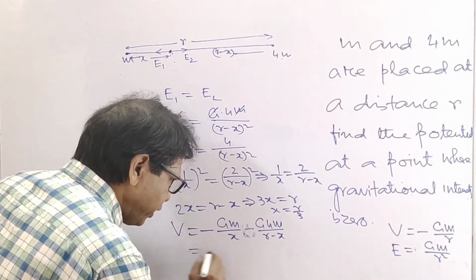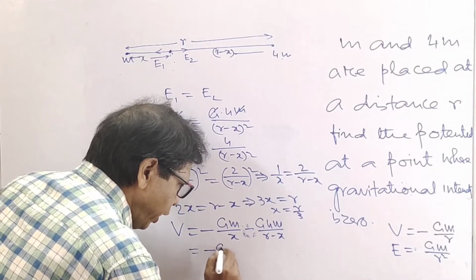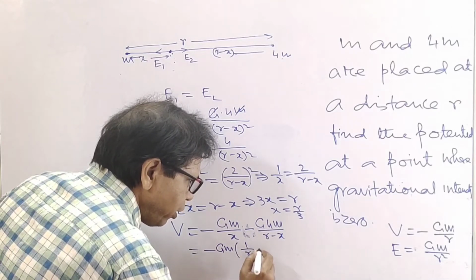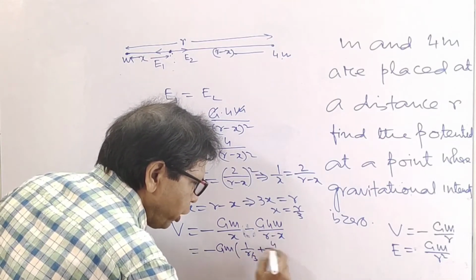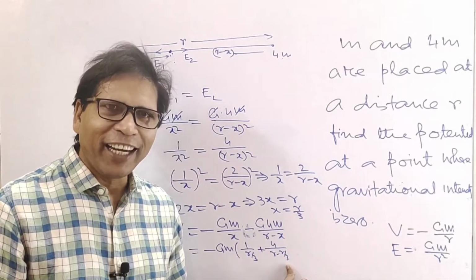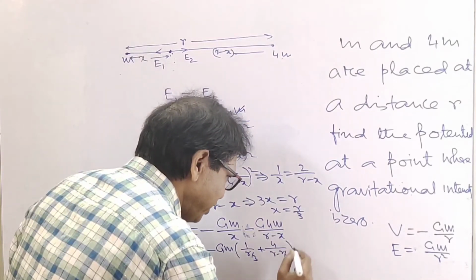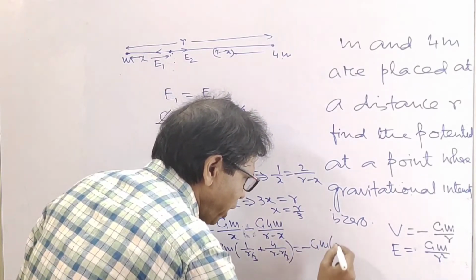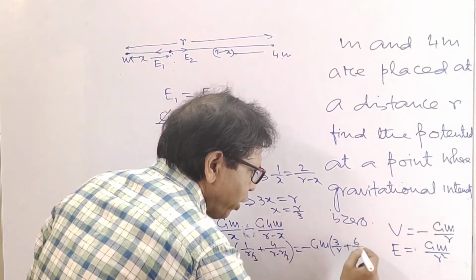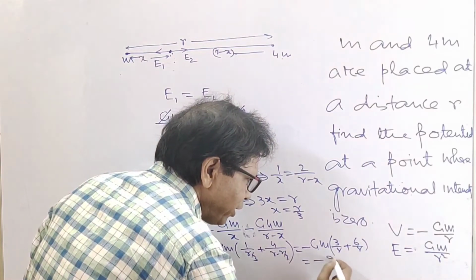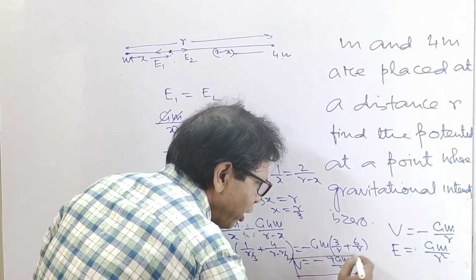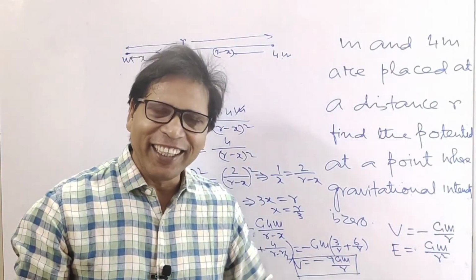Okay, now look at this. This is minus GM times (1 by x, meaning 1 by r by 3, plus 4 divided by r minus r by 3). Look at this, r minus r by 3 is 2r by 3. So this is minus GM times (3 by r plus 6 by r). Okay, so this is minus 9 GM by r, the expression of potential where gravitational intensity is 0.